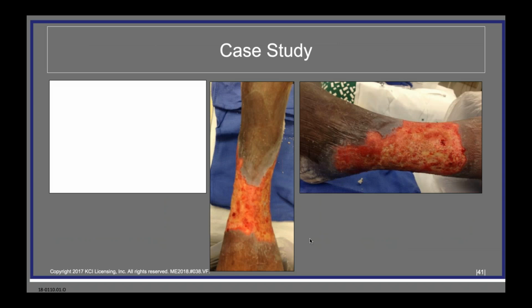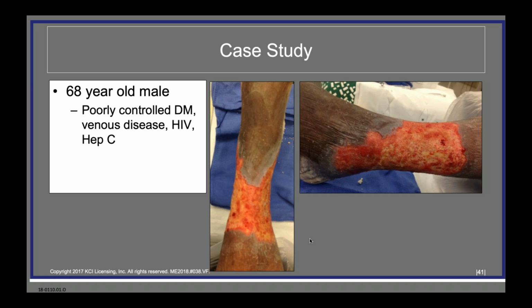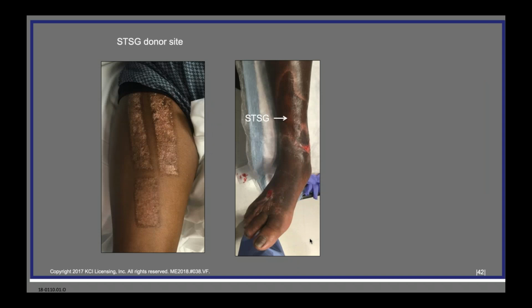I want to show you this study. This is a diabetic patient, but this is not a typical diabetic foot ulcer. Here's a patient that had HIV, Hep C, and a venous disease, and these look like venous ulcers to me. 9-month wound duration. So I decided to skin graft this patient. And here you can see the harvest site there, and I applied it right there onto the surface of the wound. You can see the skin grafting.